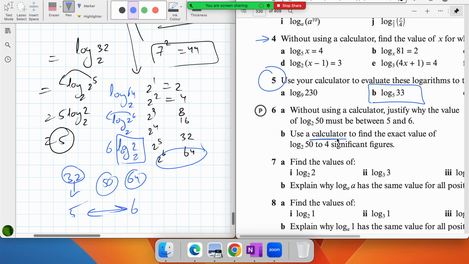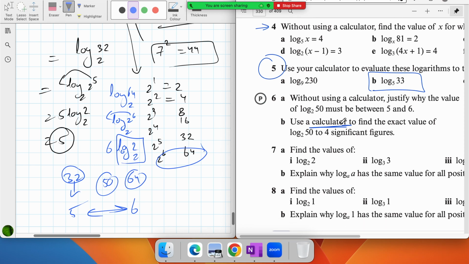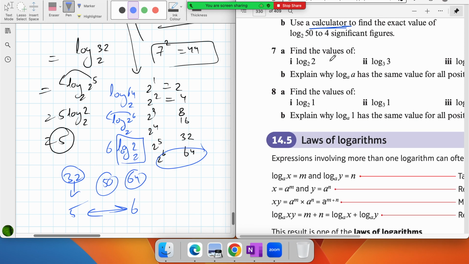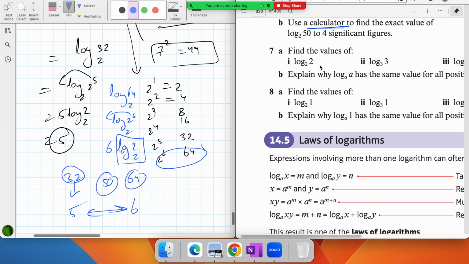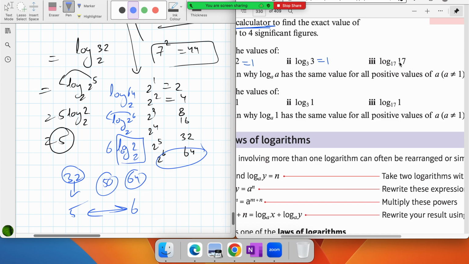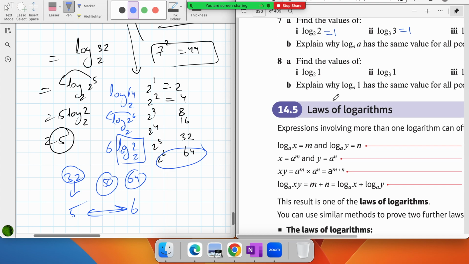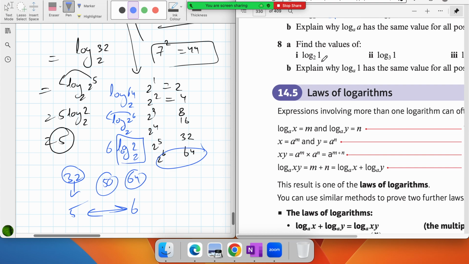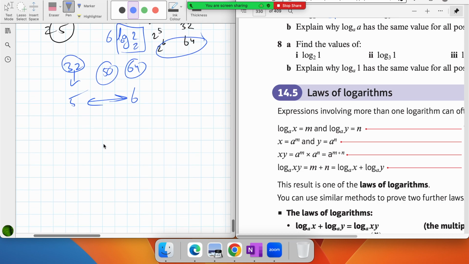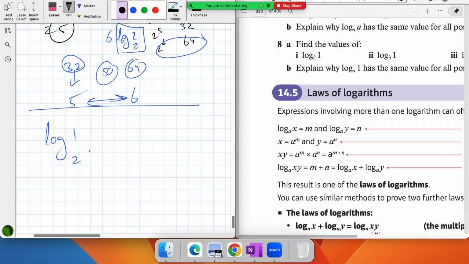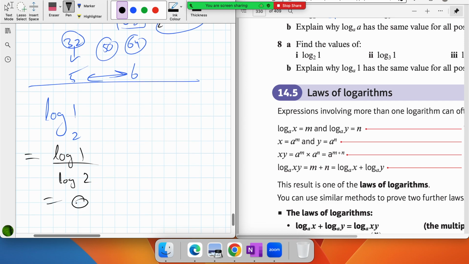B part is use of calculator. So that's easy. Find the values of these. Log 2 to base 2 is 1. Log 3 to base 3 is 1. Log 17 to base 17 is again 1. Okay, find the value of log 1 to base 2. Log of 1 to base 2. We know that log 1 is actually 0. So 0 divided by anything is 0.